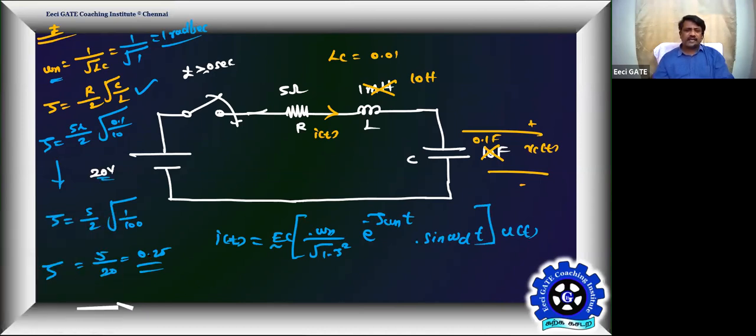You know your zeta, you know your omega n. You can find out your omega d, where omega d is omega n into root of 1 minus zeta square. So root of 1 minus zeta square is root of 1 minus 0.25 square. 1 minus 0.25 square, please. That's your omega d. Omega d, please.